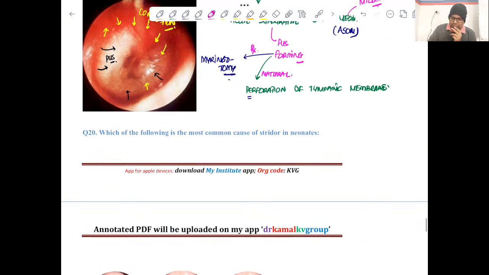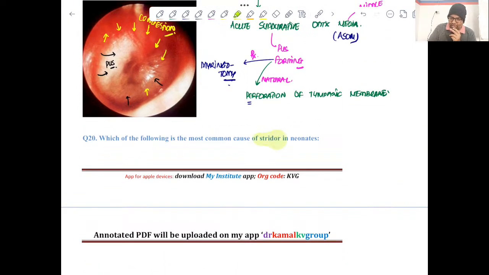Then moving forward, which is the most common cause of stridor in neonate? Now this is one very favorite question and has been repeated over the years almost in every exam. So this is specifically inspiratory stridor. Now what is this condition in a newborn? Inspiratory stridor. What will be your answer? There should be no need to jump onto the options. Straight away the answer should click in your mind, and this is Laryngomalacia. Clear? This is Laryngomalacia.